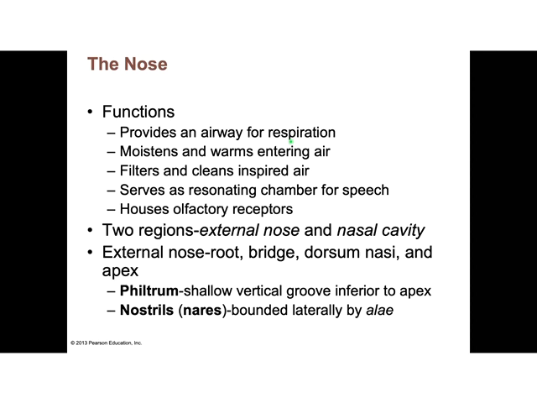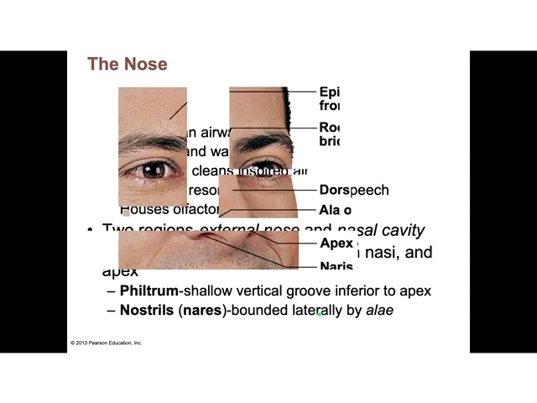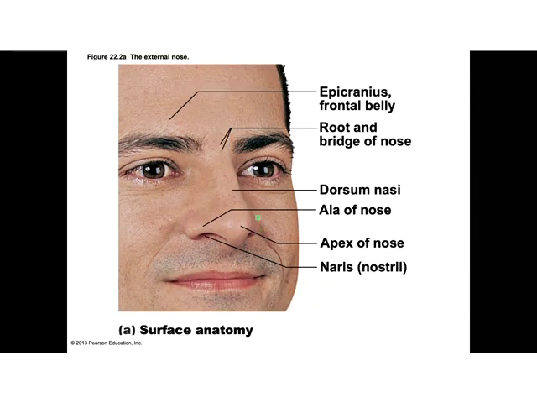The external nose and the nasal cavity are the two components, all right? The external nose is made up of the root, the bridge, the dorsum nasi, and the apex. Underneath it are the philtrum, which are the vertical grooves under the apex, and the external nares, which are on the outside, and they are bordered by the alae, or the wings, right? So those are the external nares. There's the alae, right? The internal nares are at the back of the nasal cavity, okay? There's the bridge and the root of the nose, the dorsum, right? And there's the apex of the nose, okay?